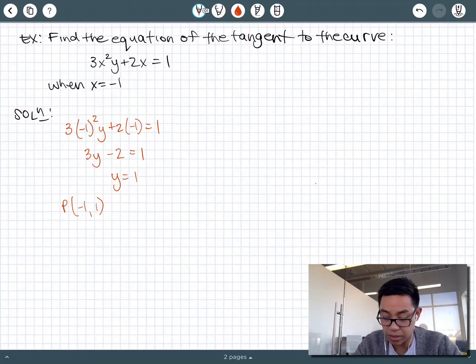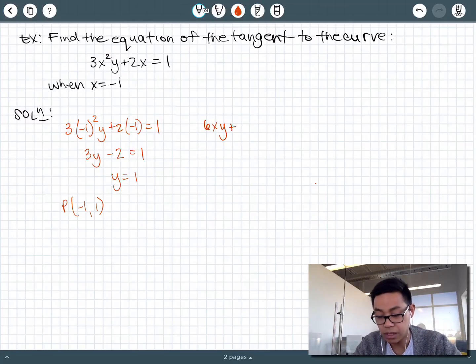So the product rule is f prime g plus g prime f. So f prime is 6x times g, which is y, and then plus g prime f. So g prime is going to be y prime, because I took the derivative of y, so I need y prime, times f, which is 3x squared. Now I can move on to the next term. So what's the derivative of 2x? It's 2. And it's equal to, and what's the derivative of 1?